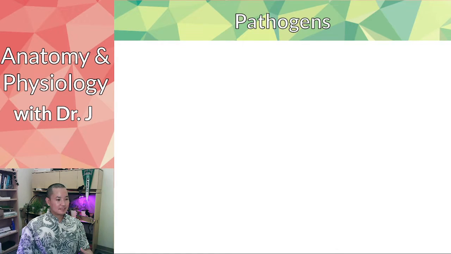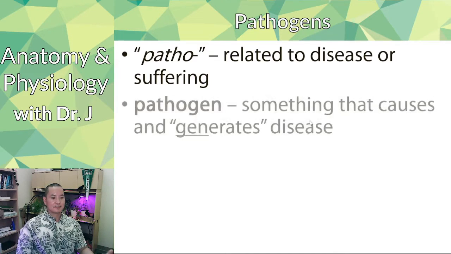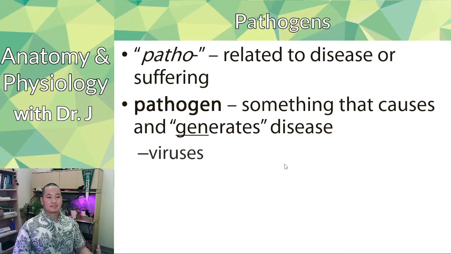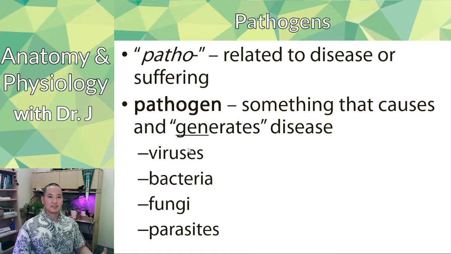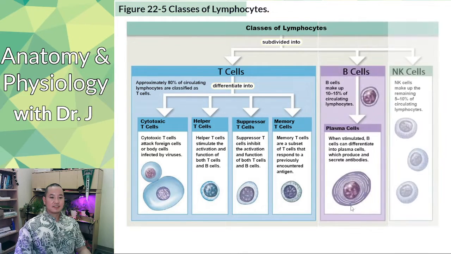So with your immune system, let's talk about pathogens. Patho is a useful root word or prefix meaning something regarding disease or suffering. A pathogen is something that can cause disease. It's not just bacteria; it includes viruses, bacteria, fungi, parasites, and even prions, which we don't really talk about in this class, but you might encounter in other classes. Here we have our immune cells: T cells, B cells, and NK cells. Again, all very, very important.